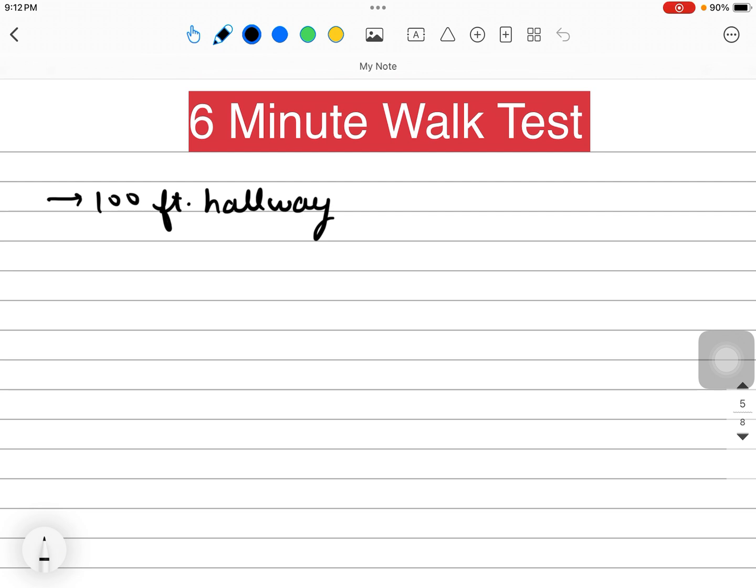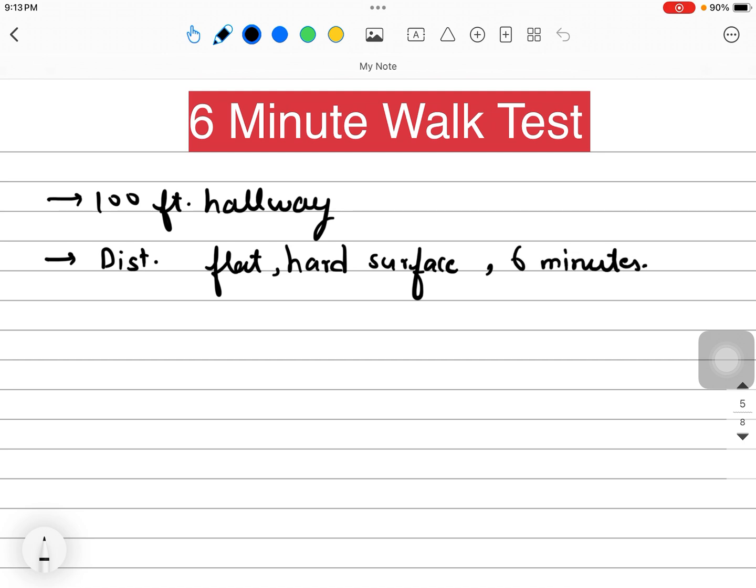So we'll ask our patient to walk for 6 minutes. We require a 100 feet hallway, and we do not require very advanced kinds of equipment at all. The basic things are what we will be requiring over here, and we can perform this test. Basically this test is measuring the distance that a patient can quickly walk on a flat hard surface in a period of 6 minutes, as simple as that.